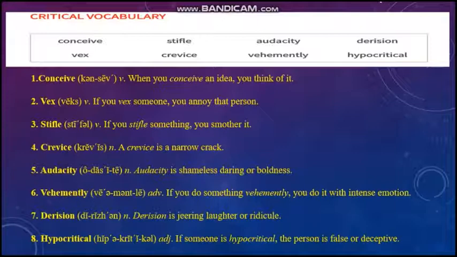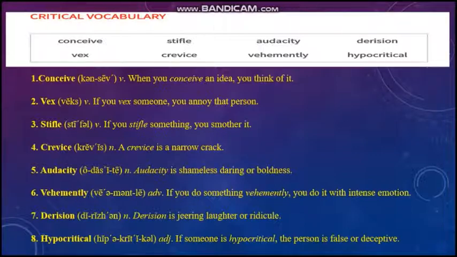Number 2, vex, a verb. If you vex someone, you annoy that person. So vex means to annoy. Number 3, stifle, a verb. If you stifle something, you smother it. Number 4, crevice, a noun. A crevice is a narrow crack. Number 5, audacity, a noun, meaning shameless boldness. So audacity is boldness or daring.